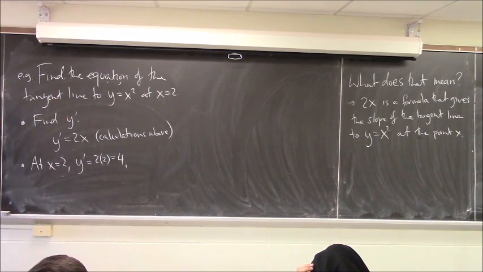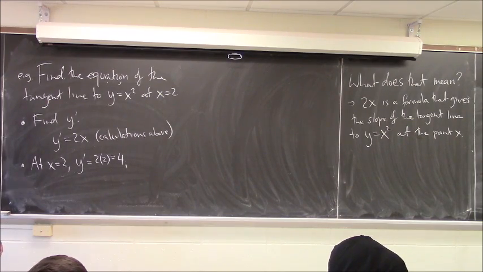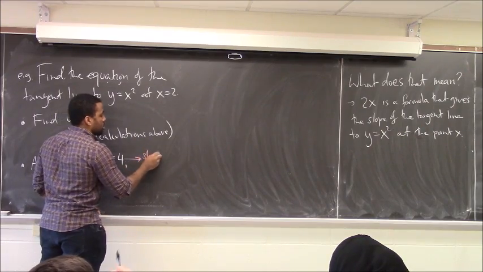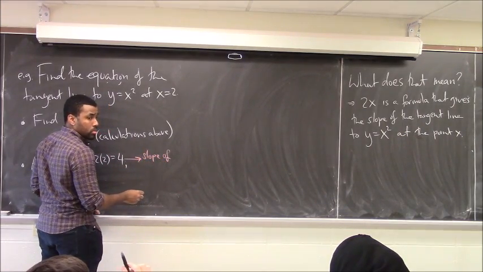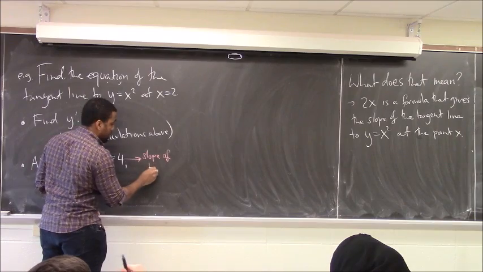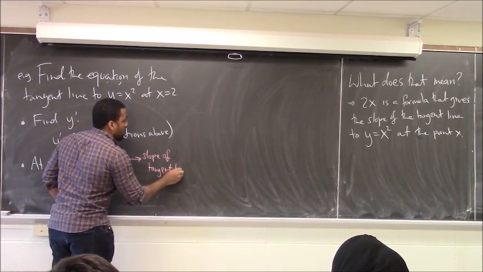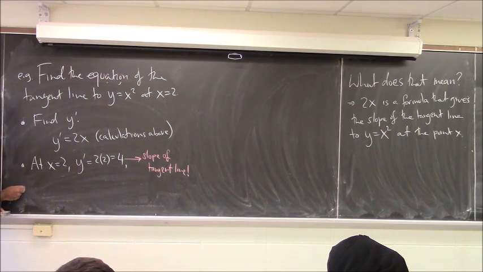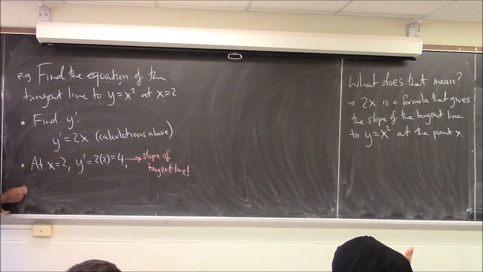Now that number 4 is interpreted as what? What do I think of that? That's the slope. Slope of what? The tangent line, exactly the thing we want to find. So now I know the slope of the tangent line. How do I find the equation of the tangent line? If I have the slope, what else do I need?